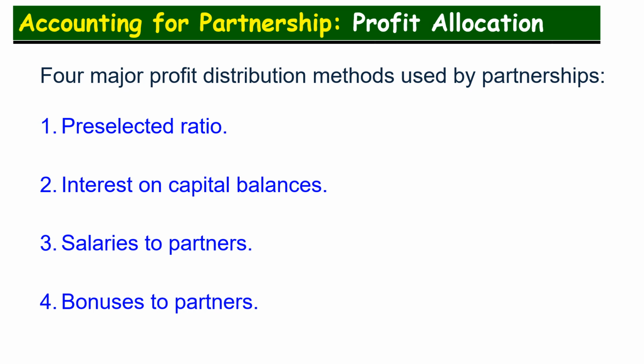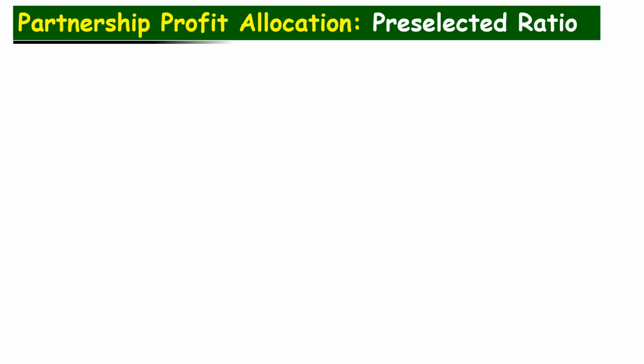There are many methods of distributing profits among the partners. Some are, number one, pre-selected ratio, interest on capital balances, salaries to the partner, and bonuses to the partners. Now, partners can use one of these methods or any combination of these methods. For example, partners can choose to use selected ratios and then at the same time use salaries to the partner. So two methods they can use in the same to allocate the profits. Let's look at each one in order.